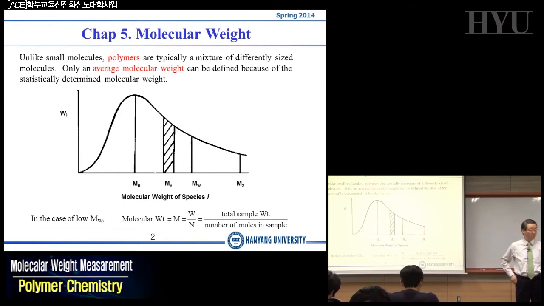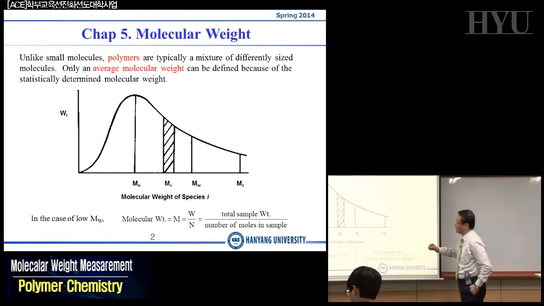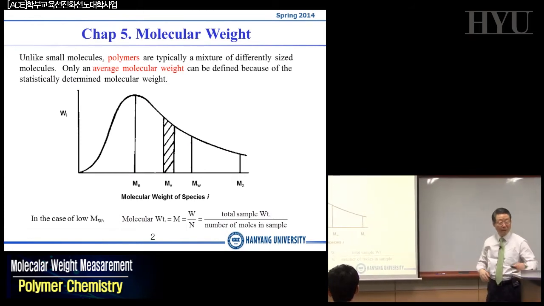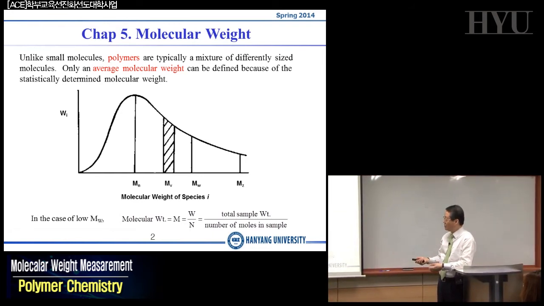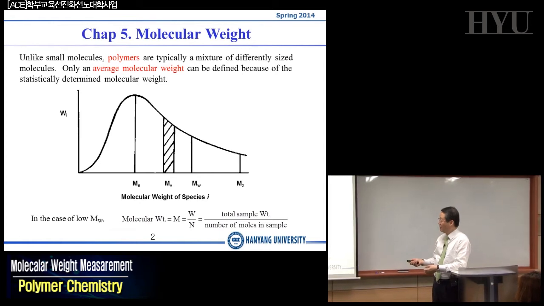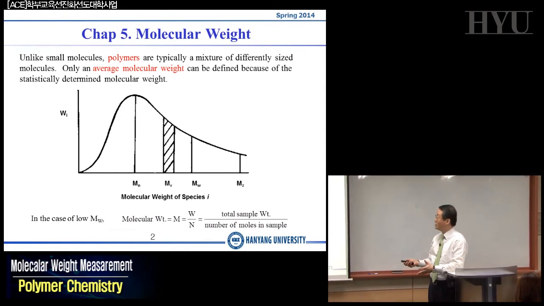Okay? Molecular weight measurement. Now I have drawn the graph here, where the x-axis is something like M. M means molecular weight, and you have a subscript n, v, w, and z, indicating that you have a different type of molecular weight. Anyway, I think we will talk about how to measure the Mn, Mw, Mv, and Mz, and these are the distribution of the molecular weights.